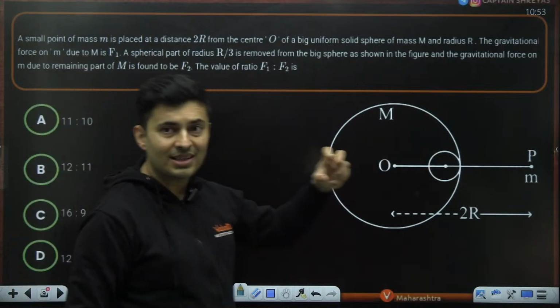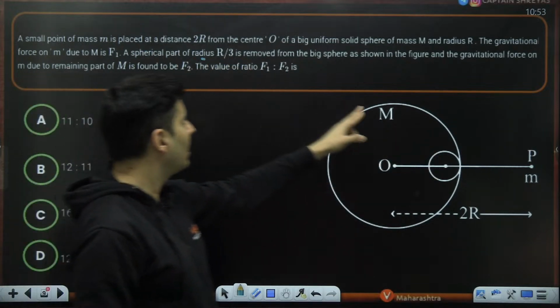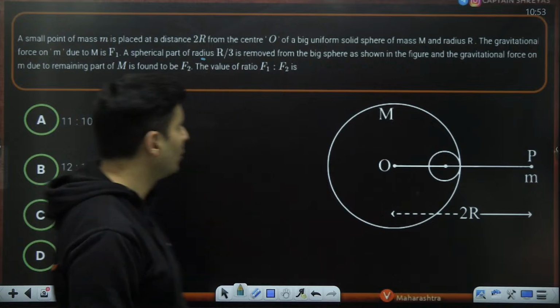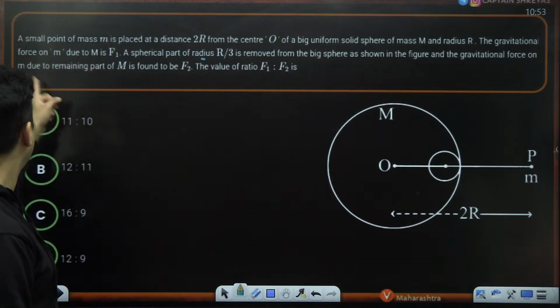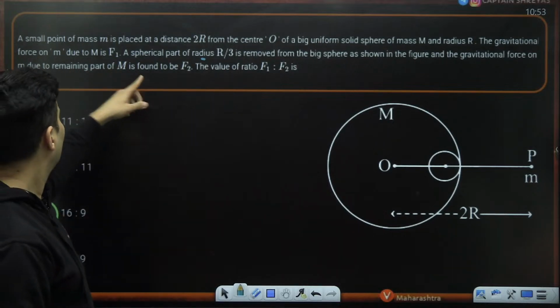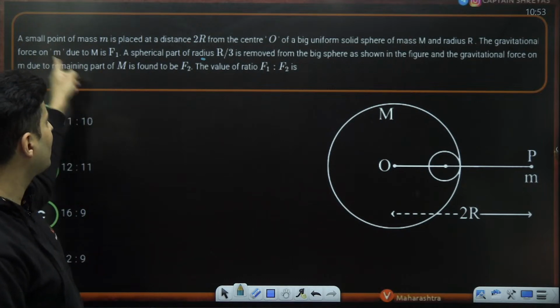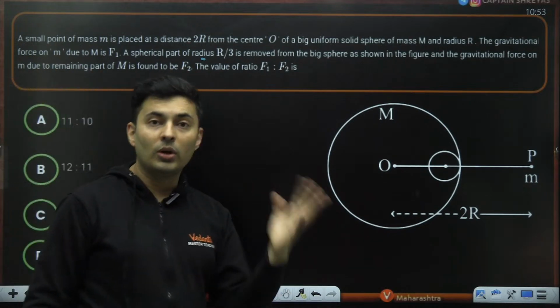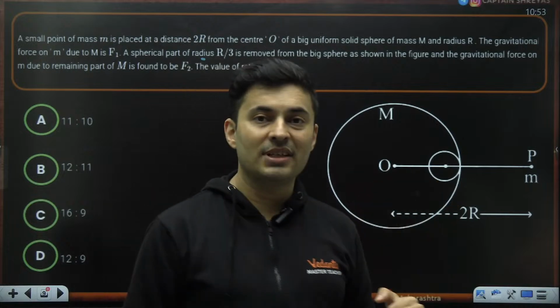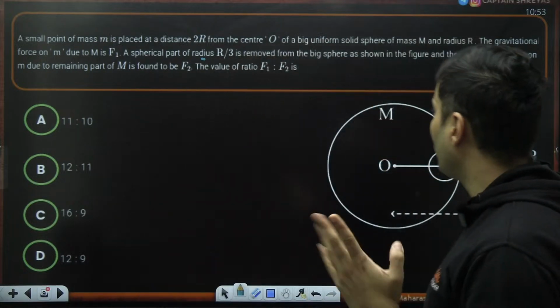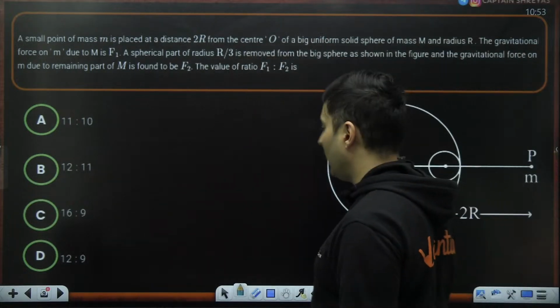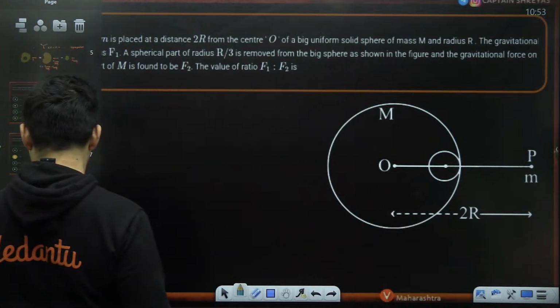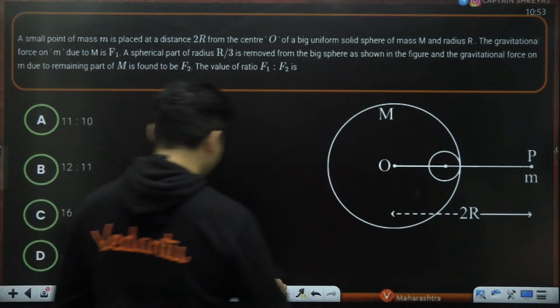Now you take out some part of radius r by 3 from the big sphere as shown, and the new gravitational force on m due to the remaining part is F2. So the older force is F1, the newer force is some F2. The question is, what is the ratio of F1 by F2? So let's do one thing. Let's find it out 2 times.